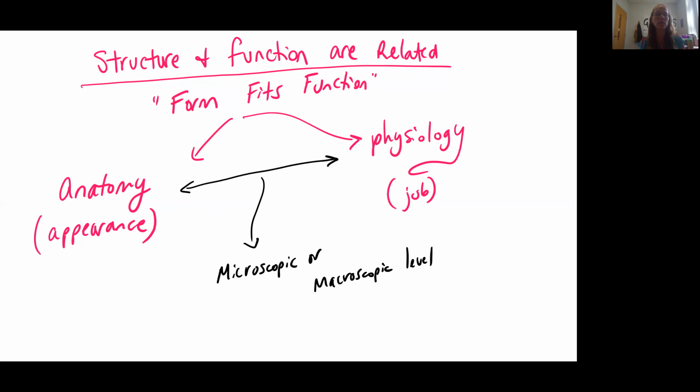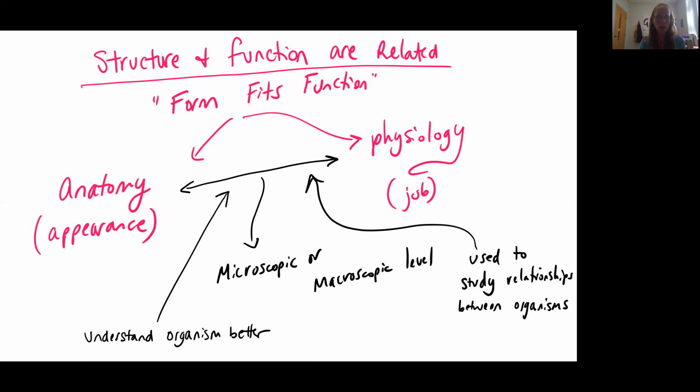You can study this from either the microscopic level or the macroscopic level. So micro is teeny tiny, so that means you need the microscope. Macro is big, so that's something that typically you can see with the naked eye. Now, studying both anatomy and physiology and the relationship of the two pieces helps you to better understand your organism. It also can be used to help you with your taxonomic classifications.